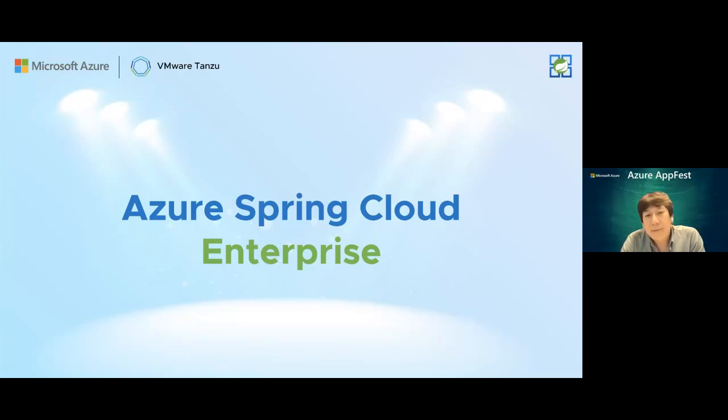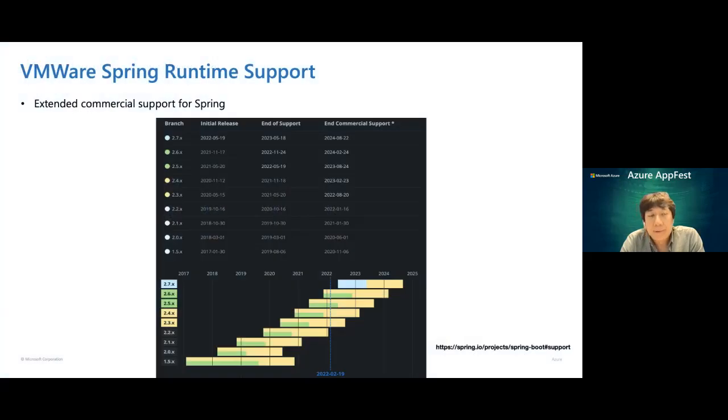So Azure Spring Cloud Enterprise tier comes with a few perks, okay? The first thing is the extended commercial support for Spring. Now we are in February. So if you look at the graph here, 2.3 is about to go out of support, okay? So 2.3 end of support is May. End of commercial support is August 2022. So if you're not using Tanzu runtime support yet, your 2.3 Spring Boot is already out of support.